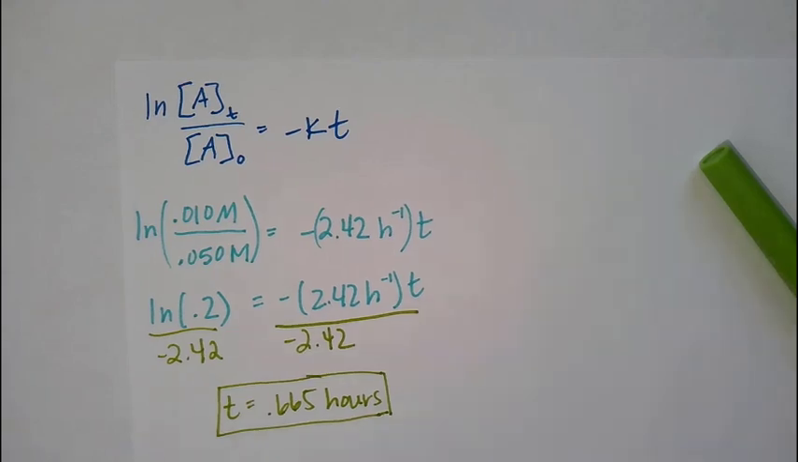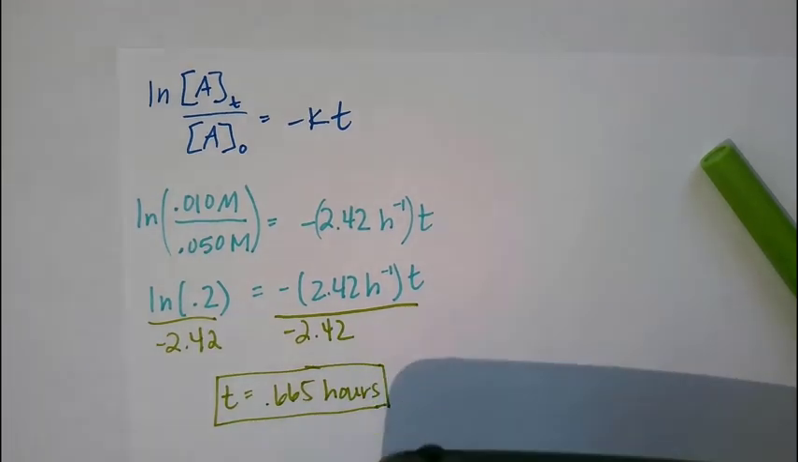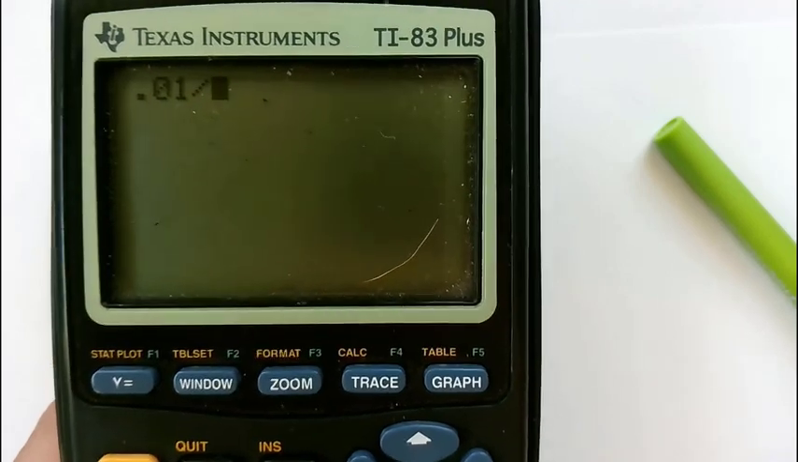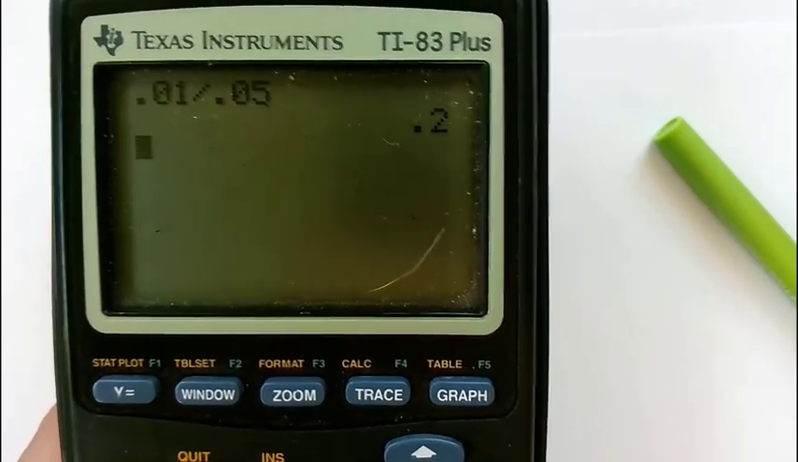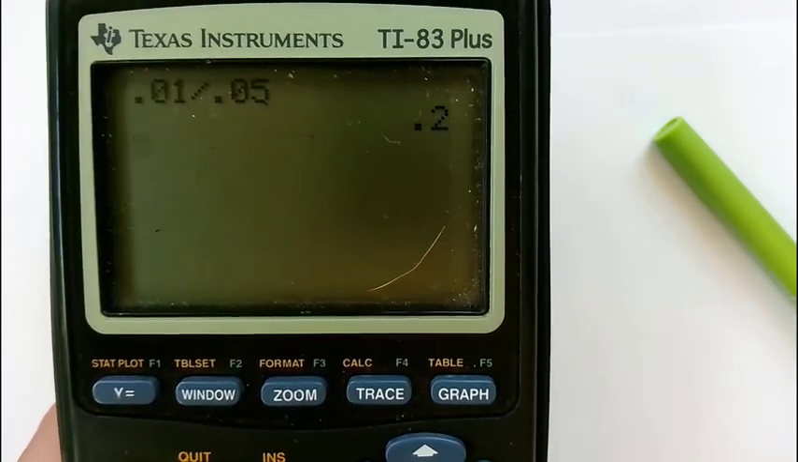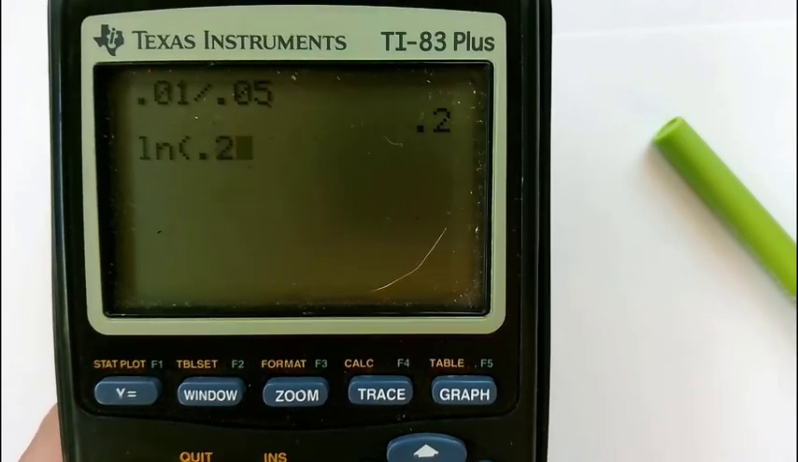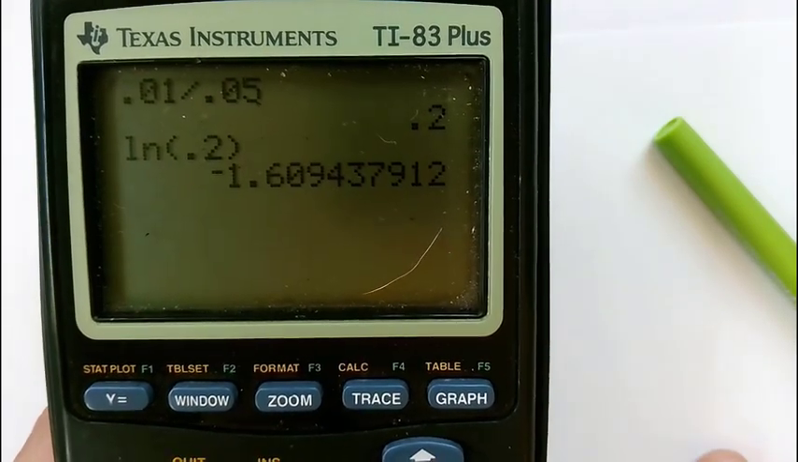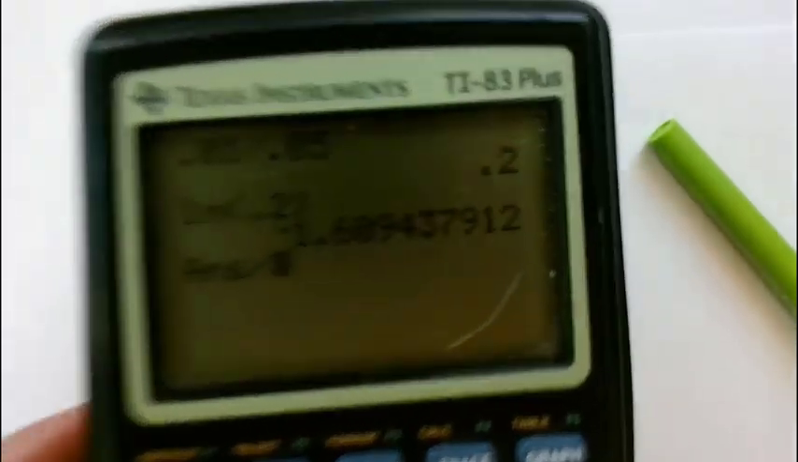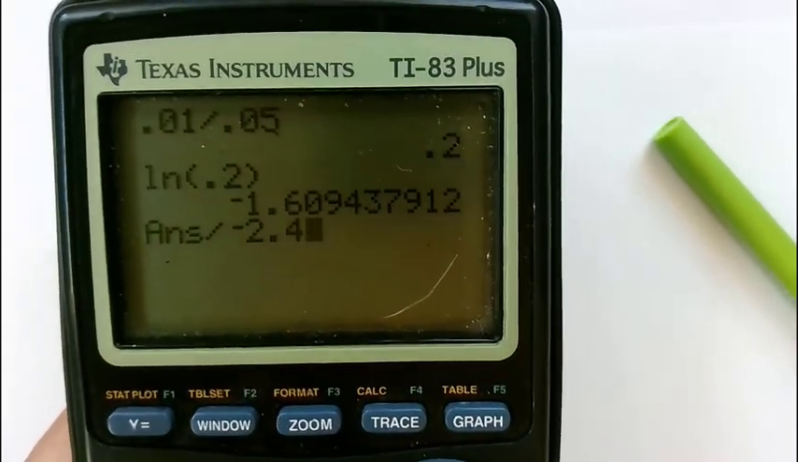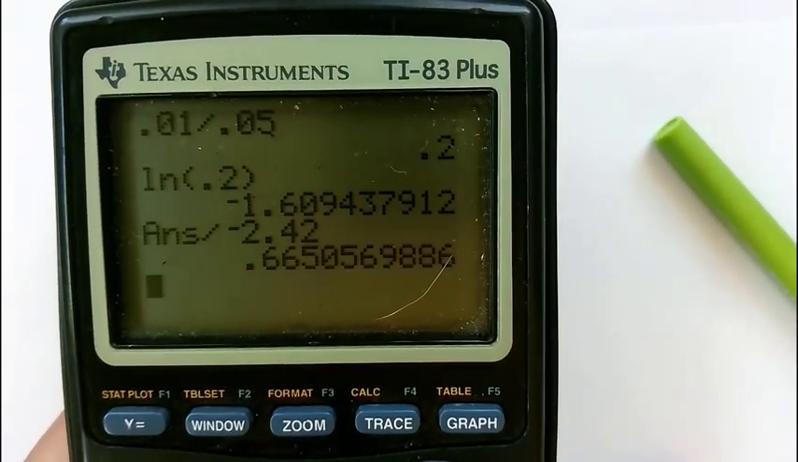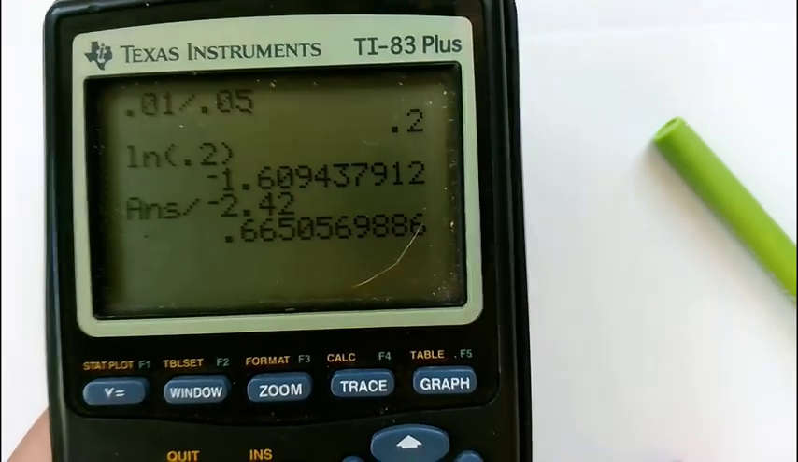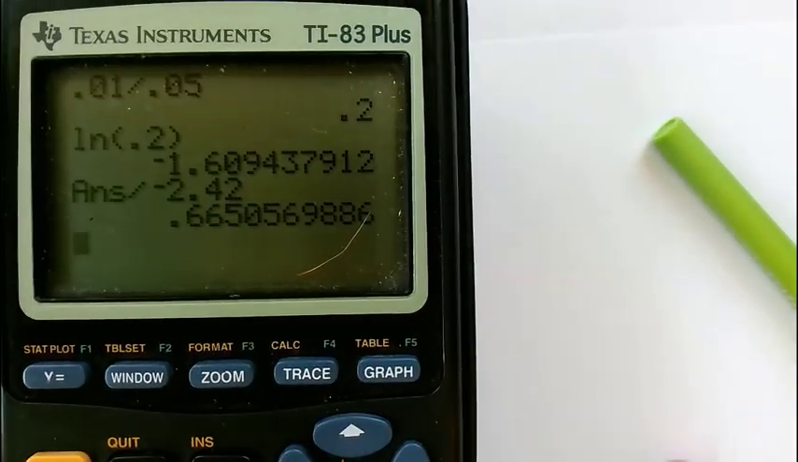Natural log of 0.2 divided by negative 2.42, and let's double check this and make sure that you're plugging it in correctly. 0.01 divided by 0.05 gave us 0.2. Then I took the natural log of 0.2, and when I divided both sides by negative k, negative 2.42, I got my 0.665, and we wanted 3 sig figs for our final answer.